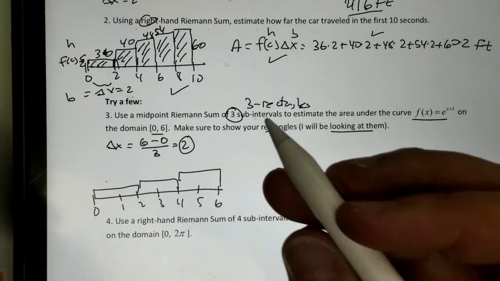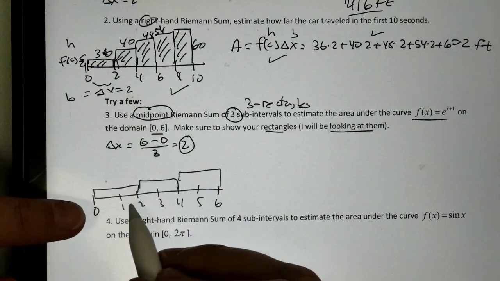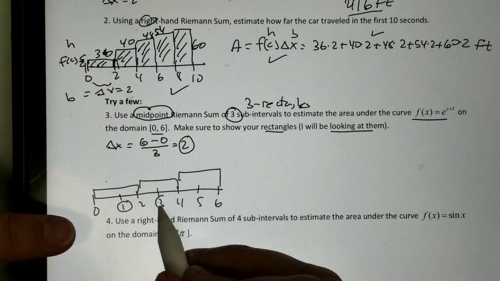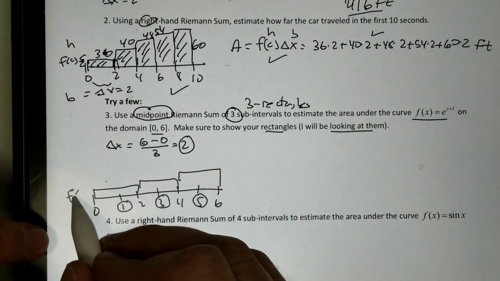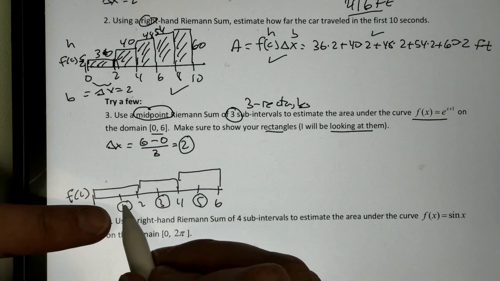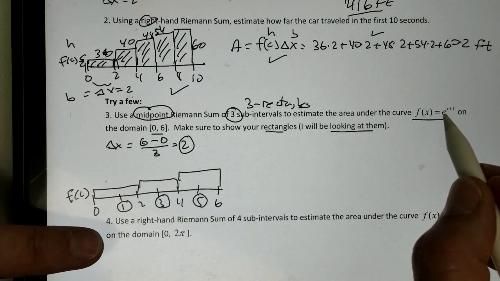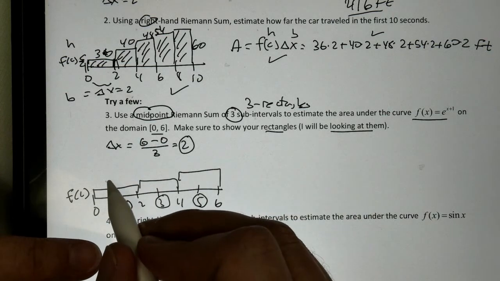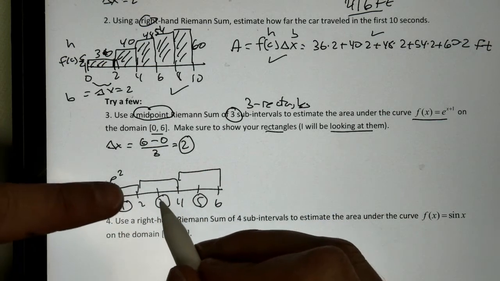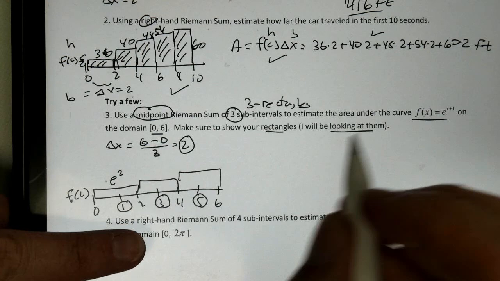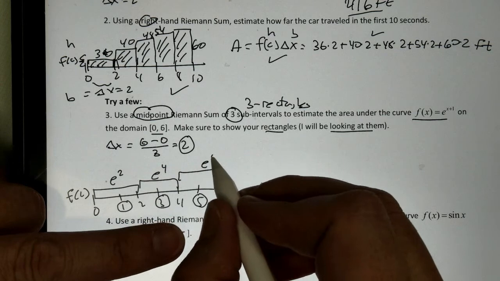Now I need to know what type of Riemann sum. Well, they're telling me midpoint. Midpoint says in the middle between 0 and 2. Well, what's my midpoint? That's going to be 1, 3, and 5. This is going to give me my heights. So that's what I want to find, my heights here. At 1, what would be the height of my function? Well, at 1, it's just going to be e to the 1 plus 1. That becomes e squared. At 3, what's my height going to be? Remember, I'm using my midpoint. What's between 2 and 4? That's going to be e to the 4th. And then my last one becomes e to the 6th.